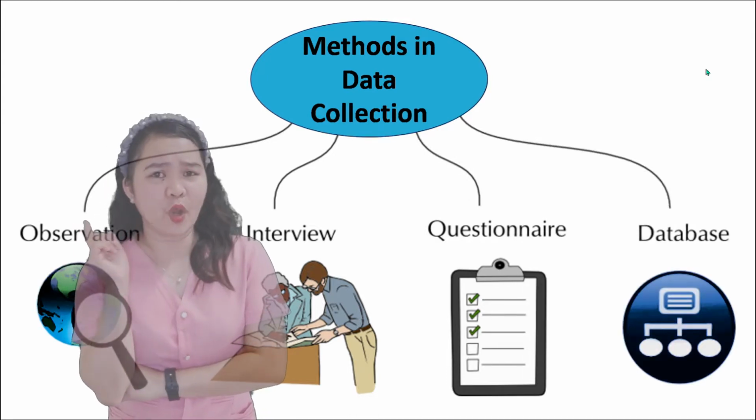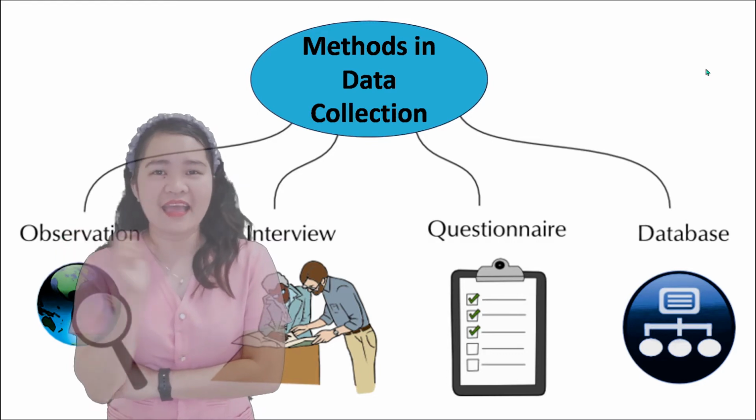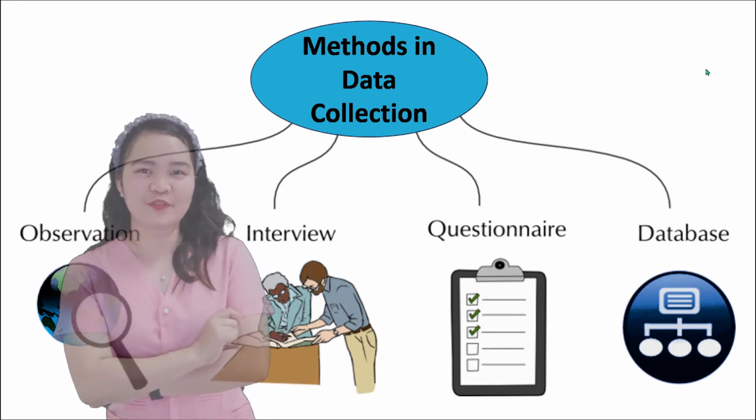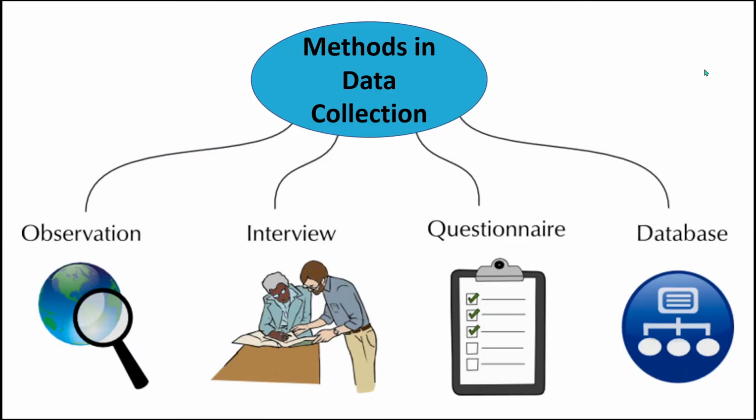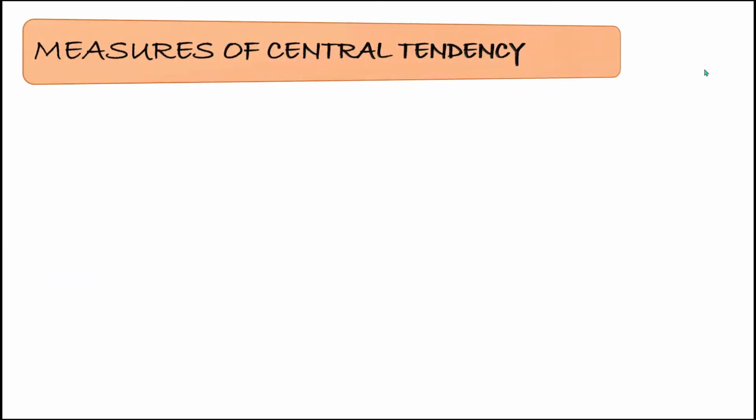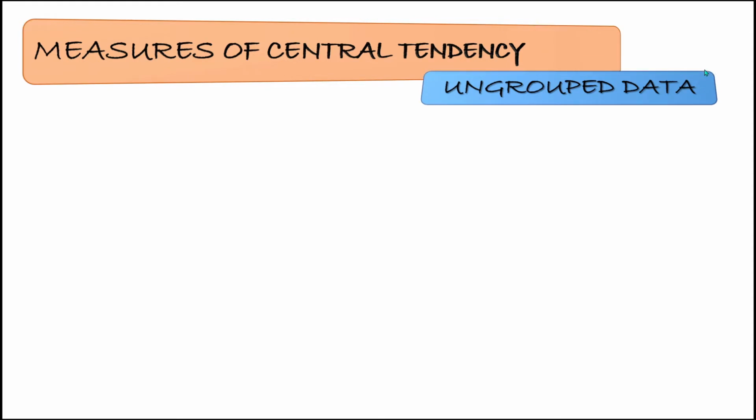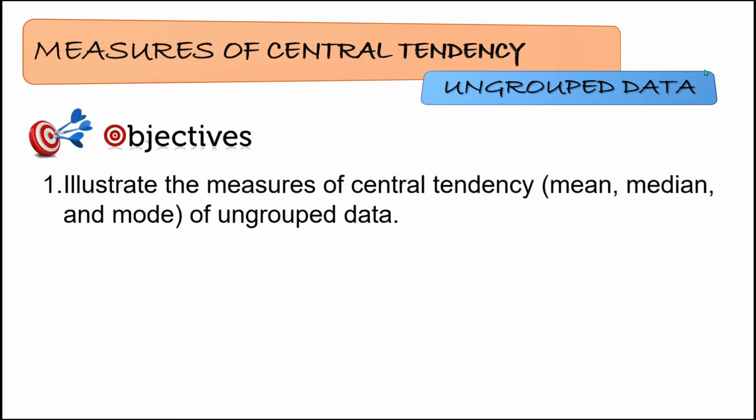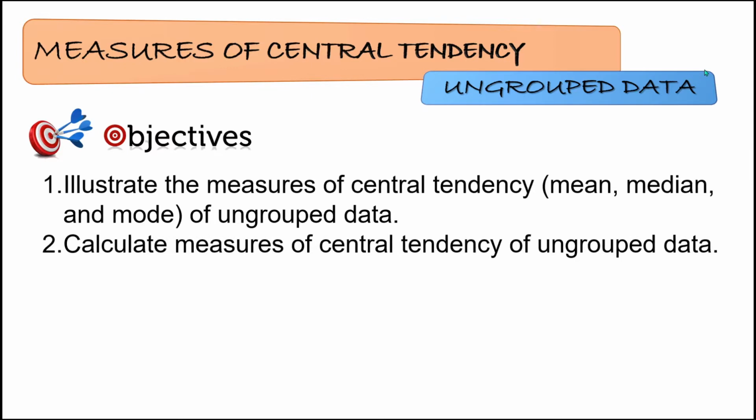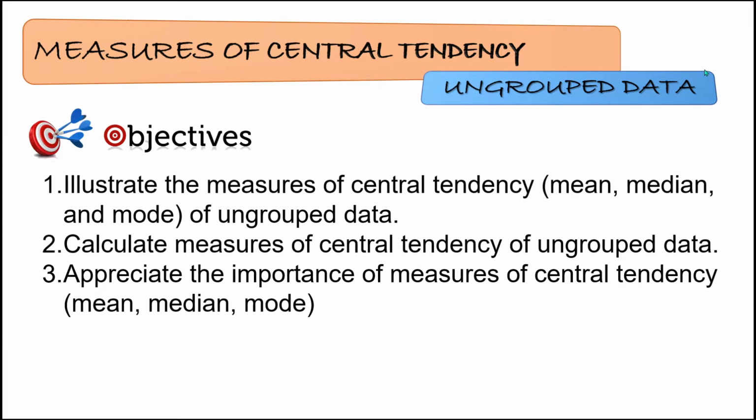So, how are we going to interpret data? That is what we are going to focus on today. Today's lesson is all about measures of central tendency of ungrouped data. The objectives are: illustrate the measures of central tendency, the mean, median, and mode of ungrouped data; calculate measures of central tendency of ungrouped data; and appreciate the importance of measures of central tendency.